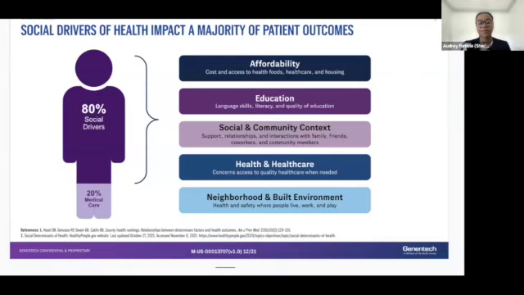So the examples of social determinants of health are things such as affordability, education, social and community context, health and healthcare, and then also neighborhood and built environment. No one can aim to address all factors that feed into the social determinants, the social drivers of health. However, together we can identify areas of appropriate engagement to help improve health access and outcomes across socioeconomic groups.